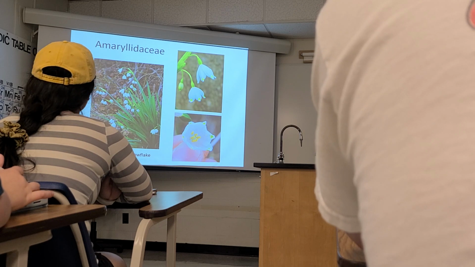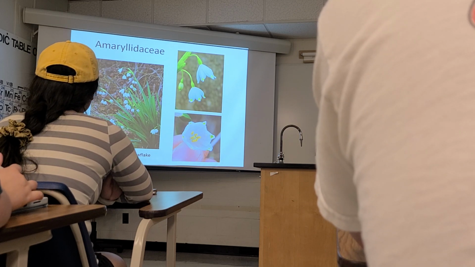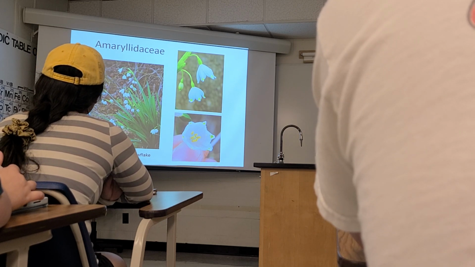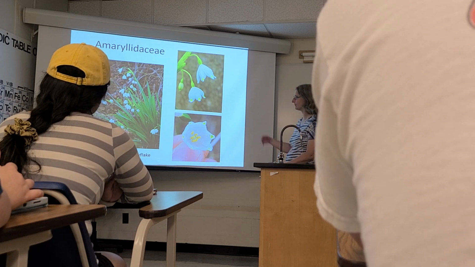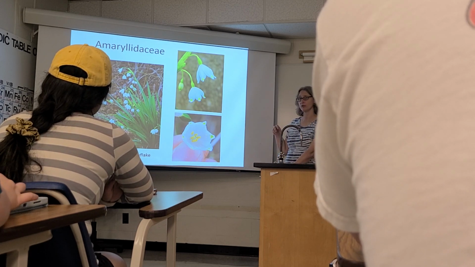All right, here's the other one we're going to talk about that's in this family. This one's called snowflake. It has little drooping flowers, which are kind of the classic campanulate flower, the ones that are bell-shaped.